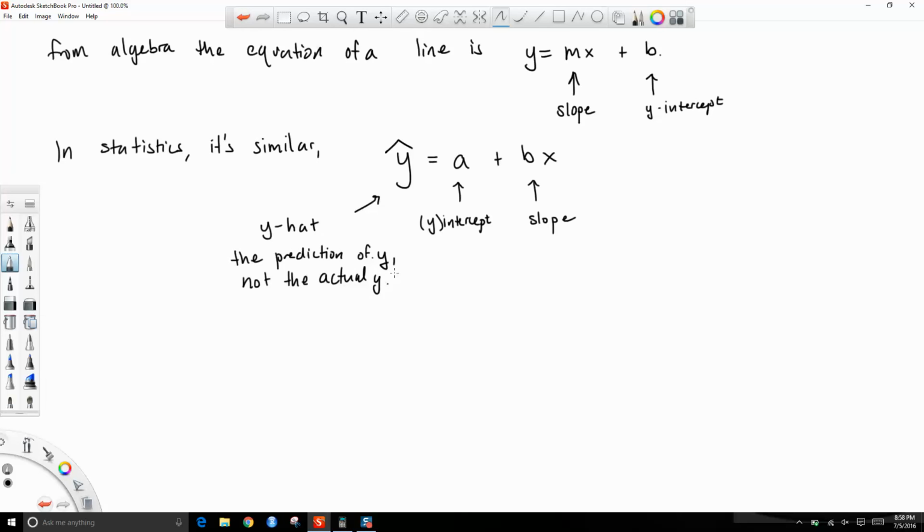Okay. So whenever you see a hat over something, we'll see later on in the course, p hat versus p, it just means that it's something related to that letter, but not the actual variable. So it's not y, but it's something related to y. It's our prediction for y in this case. Later on, we'll have p hat, which is not the actual p, but the p coming from our data.